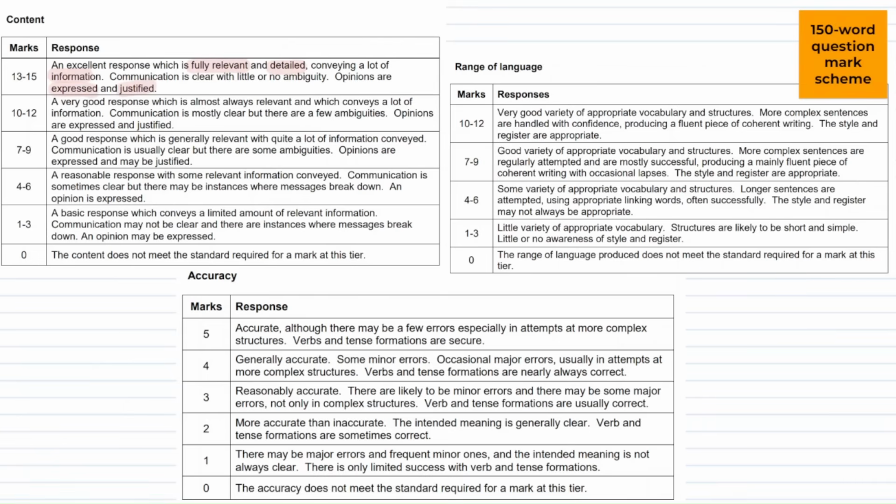For range of language, you must have a very good variety of appropriate vocabulary and structures, so using those spicy phrases. More complex structures are handled with confidence, producing a fluent piece of coherent writing. The style and register are appropriate. And for accuracy, your writing must be accurate, although there may be a few minor errors, especially in attempts at more complex structures. Verbs and tense formations must be correct.